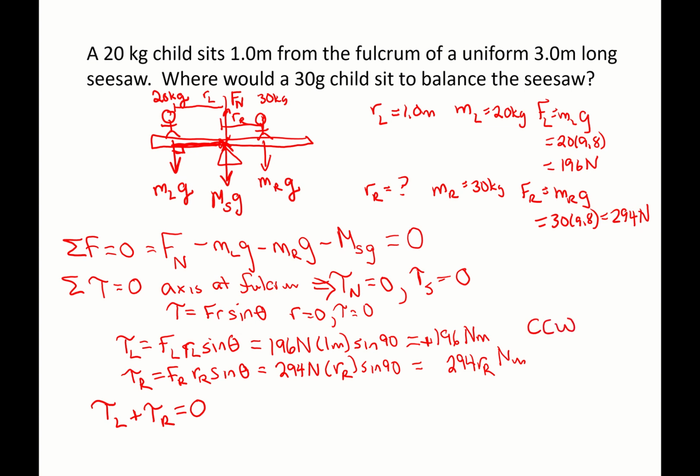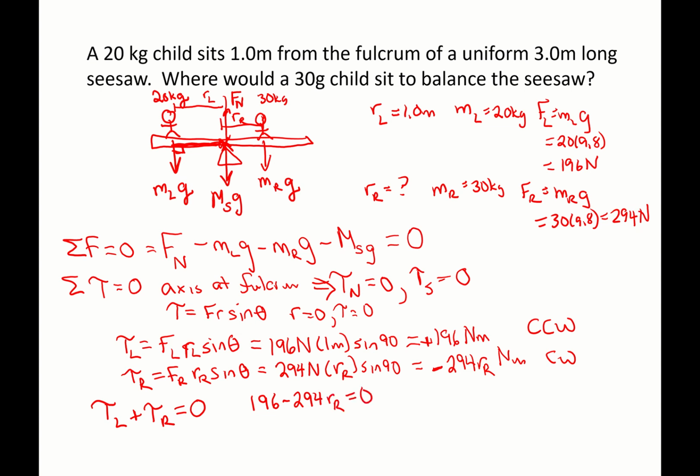Okay, what about the kid on the right? Well, if I pull down on the right side of my pencil when I'm holding it at the center, the pencil will rotate clockwise, so that's going to be a negative torque, so it's clockwise. Okay, so my equation is that 196 minus 294 times the distance on the right is equal to 0.